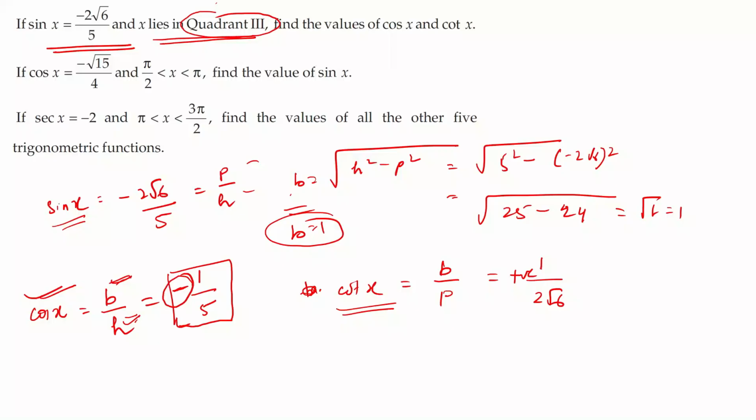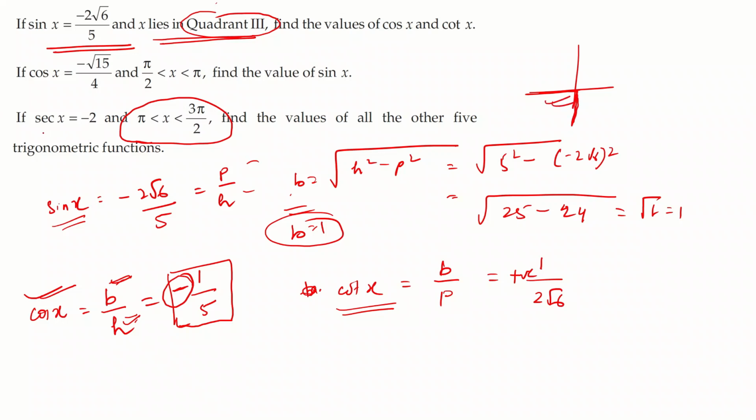Okay. So let's take up one more example. Sec x is equal to -2 and pi less than x less than 3 pi by 2. Can you tell me which quadrant this is? So pi means 180 degrees, 3 pi by 2 means 270 degrees. You can do it yourself. 3 pi by 2 will be 270 degrees. So this is also in the third quadrant.